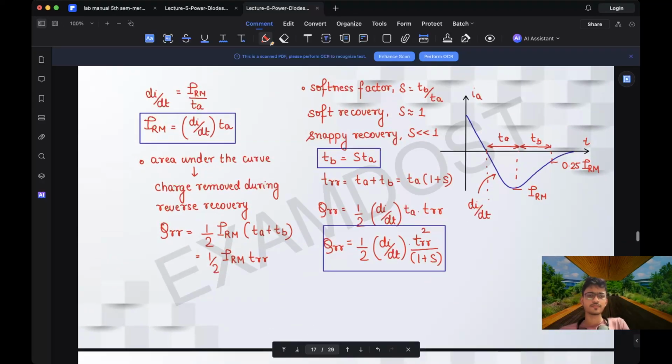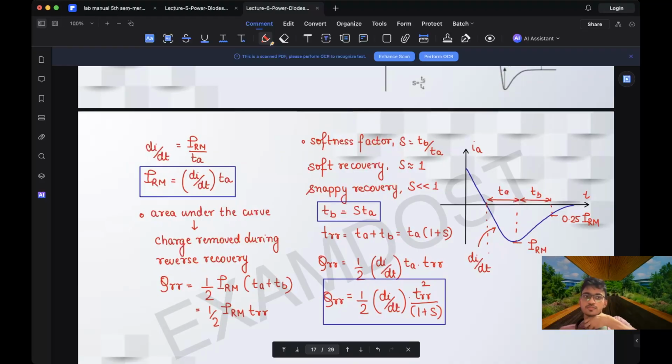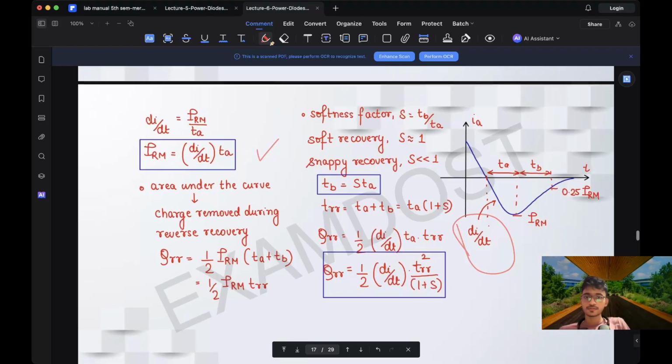Reverse current means minority carriers. di/dt is IRM by TA. The change in current with respect to time is I by this. You have done this, so IRM is di/dt times TA. Okay, area under the curve.